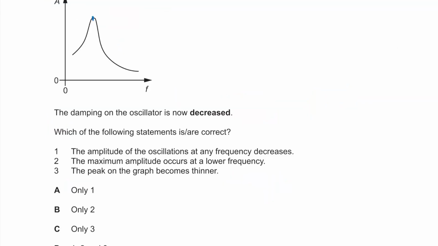Okay, we have this oscillating setup. We have resonance at this point here. Damping on the oscillator is now decreased, okay? Which of the following statements are true? 1, the amplitude of the oscillations at any frequency decreases. No, they're going to increase, aren't they? The maximum amplitude occurs at a lower frequency. No, that's not true either. The peak on the graph becomes thinner. Yes, that is going to be true. We're going to have greater amplitude and also the peak is going to be higher and thinner as well. So the answer is C.